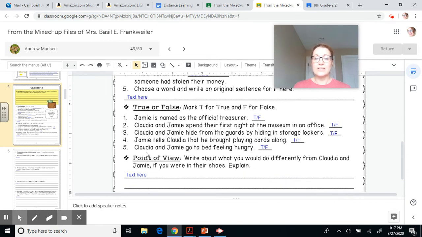True or false. This section, I have to read the sentence and choose if it's either true or false. So I'm going to erase. I'm going to click in here, and then I'm going to erase what's there, and then I'm going to answer T or F based on true or false.